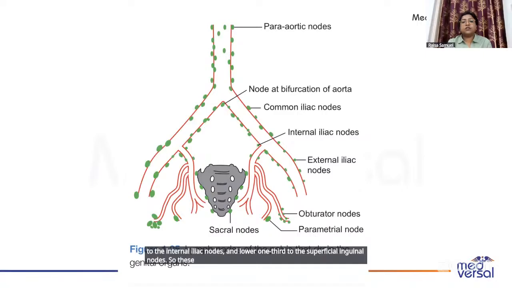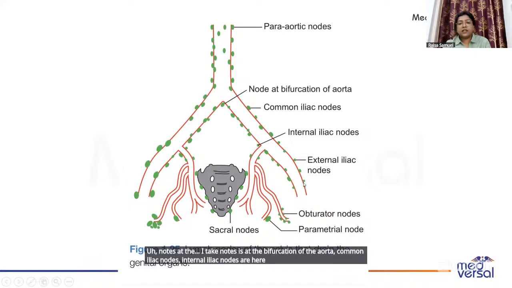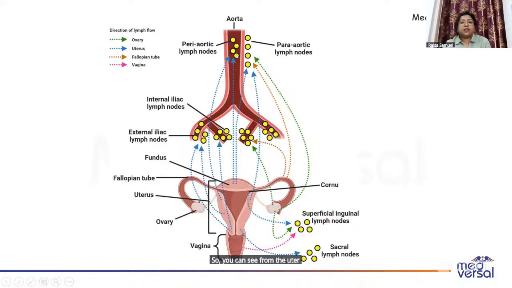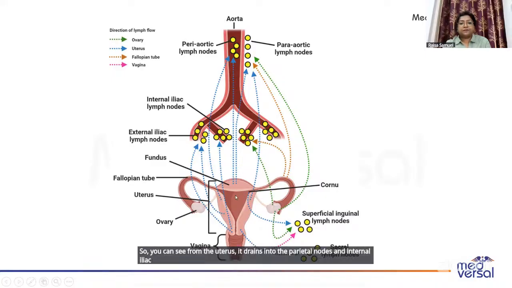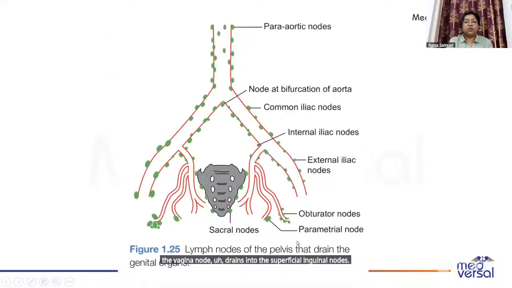So these are the lymph nodes of the pelvis that drain the genital organs. Para-aortic nodes you can see here. Aortic nodes are at the bifurcation of the aorta. Common iliac nodes, internal iliac nodes are here. External iliac along the external iliac artery, and obturator nodes and parametrial nodes. Here you can see the sacral nodes. So you can see from the uterus, it drains into the para-aortic nodes and internal iliac nodes. The vagina lower 1/3 drains into the superficial inguinal nodes.